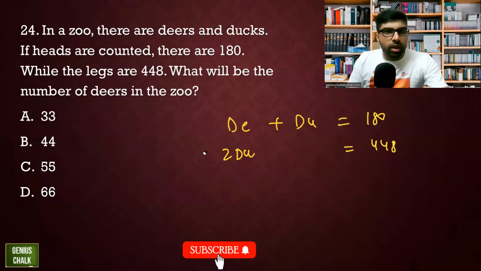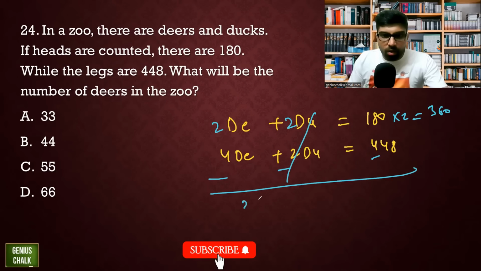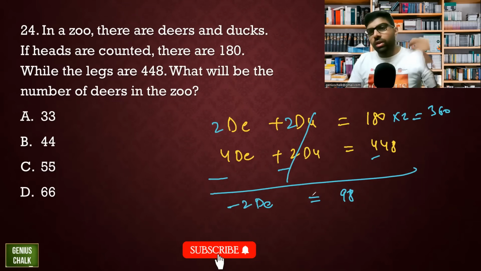Duck, D-U-C-K, right? So duck has 2 legs, and deer has 4 legs, right? So solving the equation now again. Multiply this by 2, multiply this by 2, multiply this by 2. This is coming out to be 360, and solving it, you will get 2 deers equals the difference, 40 and 48. That is 98, isn't it?